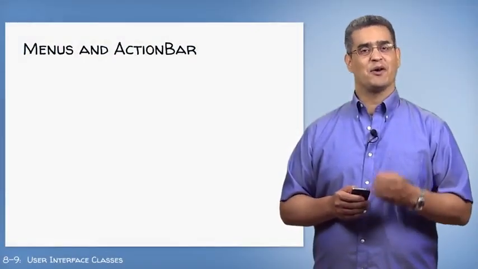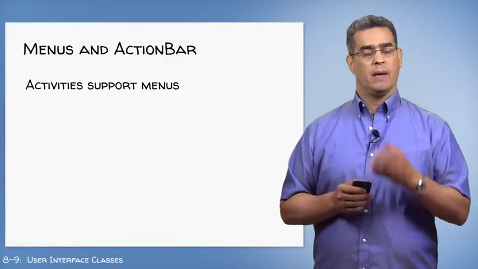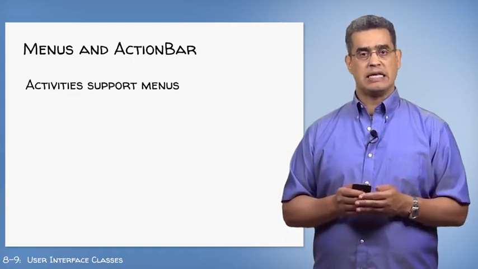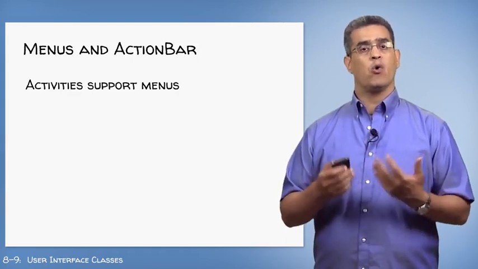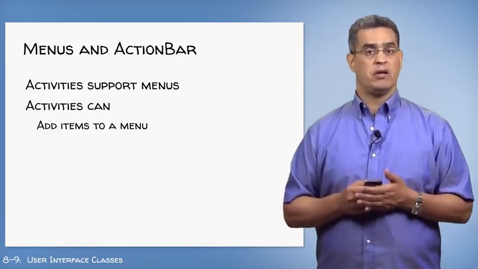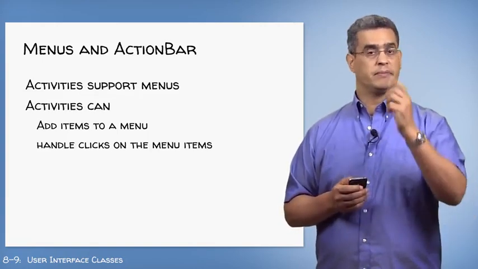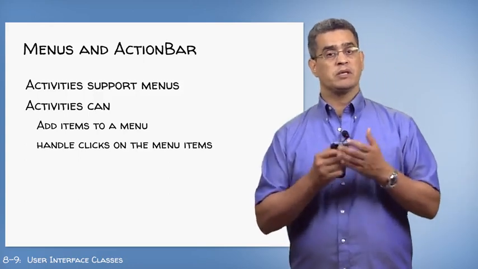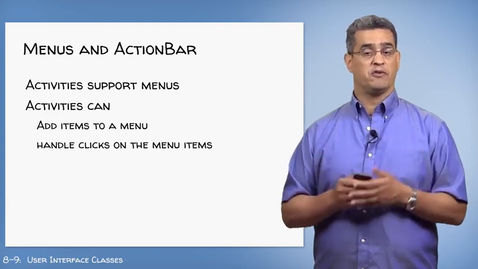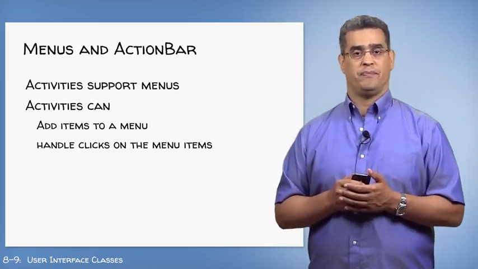The next thing I'll talk about are menus and the action bar. Activities can support menus. Menus can be presented to the user in different ways, but the basic idea is that menus give users a quick way to access important functions. So activities can add items to a menu, and they can respond when the user invokes the menu item, say by clicking on it. Now, the appearance of menus has changed in Android over time. So I'll talk about the basic menus first, and then later I'll talk specifically about the newer action bar class.